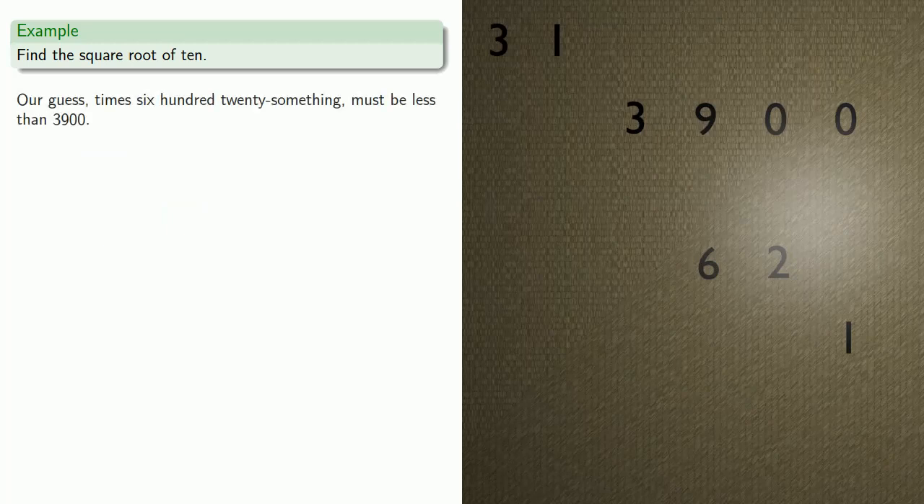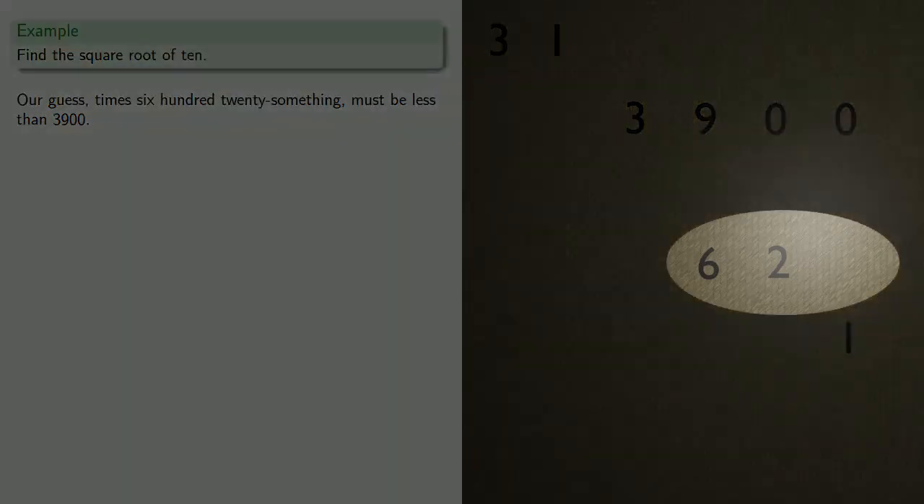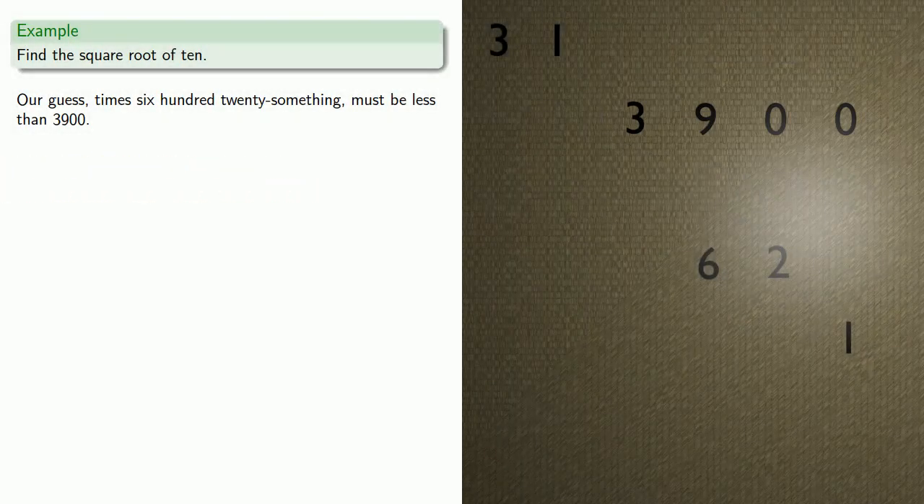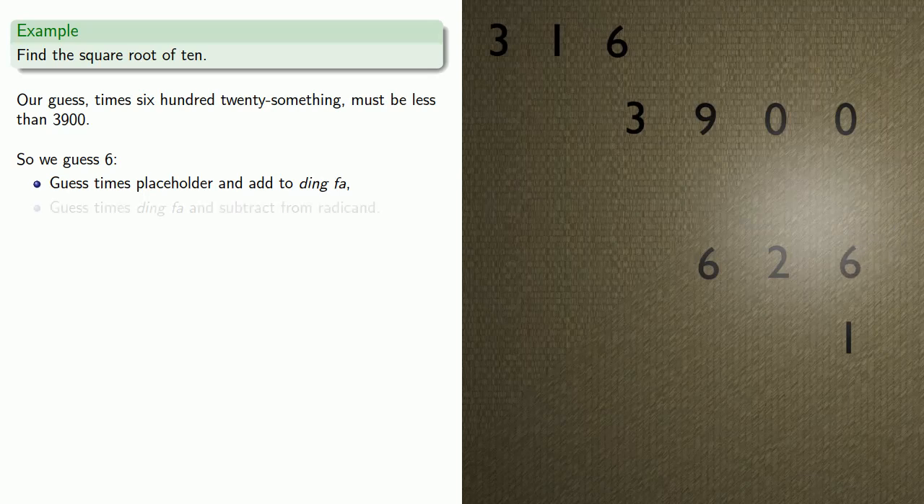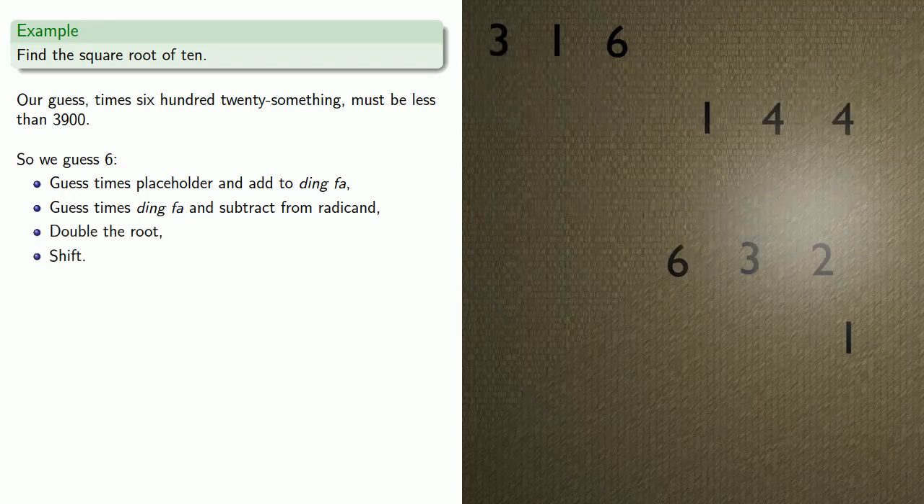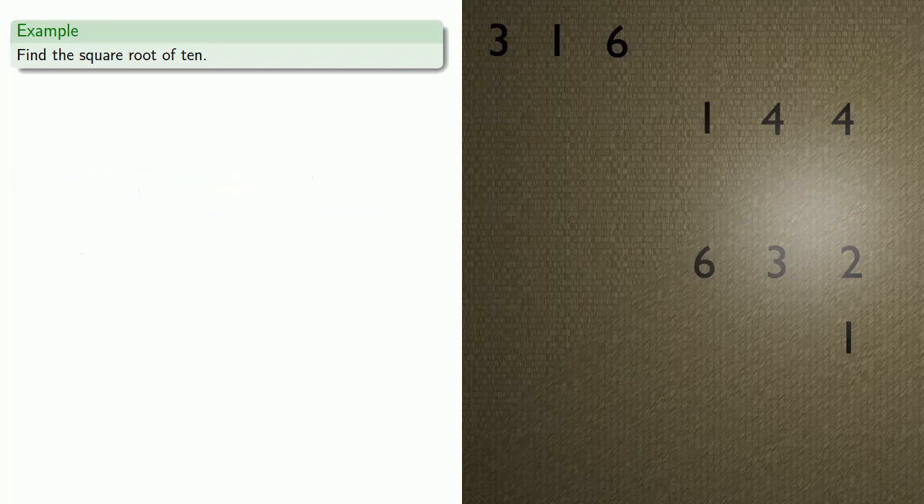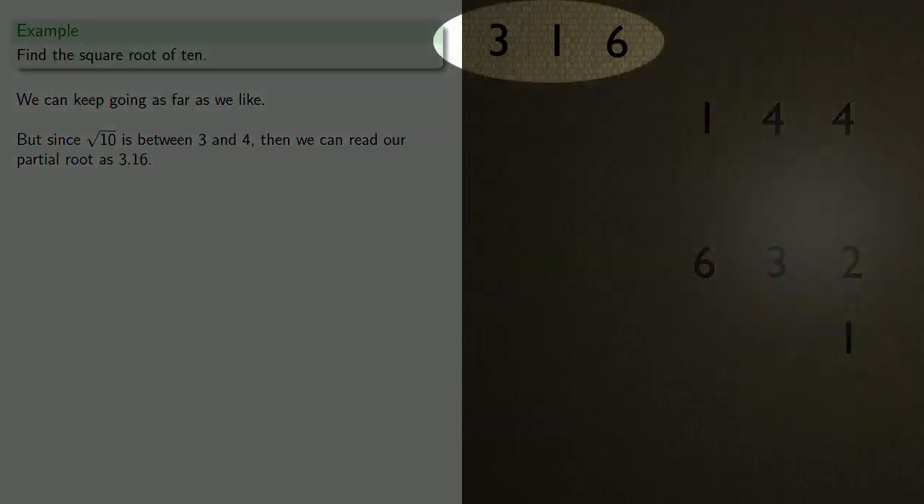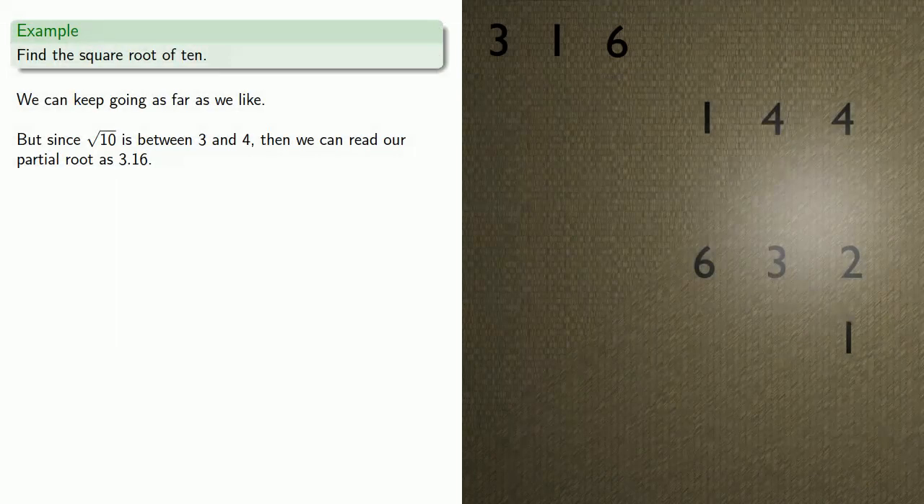Again, we'll guess, and whatever our guess is, our guess times 620-something must be less than 3,900. So we guess 6, guess times placeholder, and add to Ding Fa, guess times Ding Fa, and subtract from radicand, double, and shift. And it's worth observing that we can keep going as far as we like to. But since the square root of 10 is someplace between 3 and 4, and the digits of the root that we found are 3, 1, and 6, then we can read our partial root as 3.16. In other words, if we stop here, we'll have found the square root of 10 to 2 decimal places.